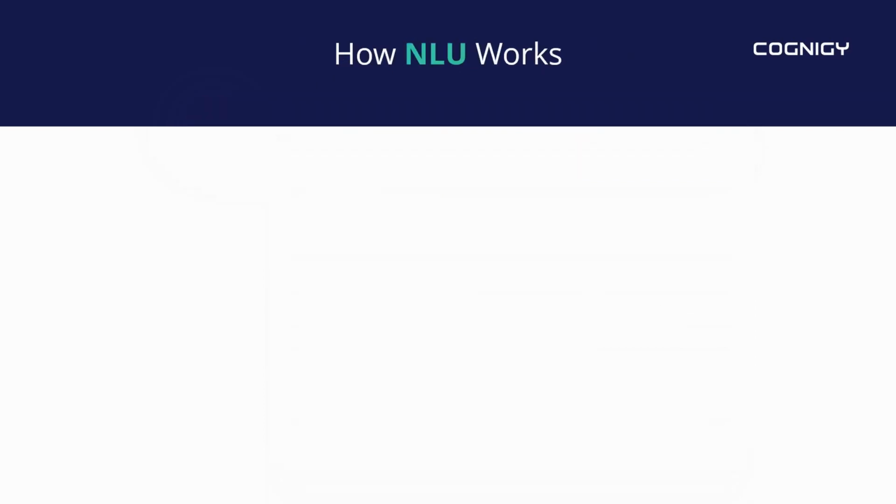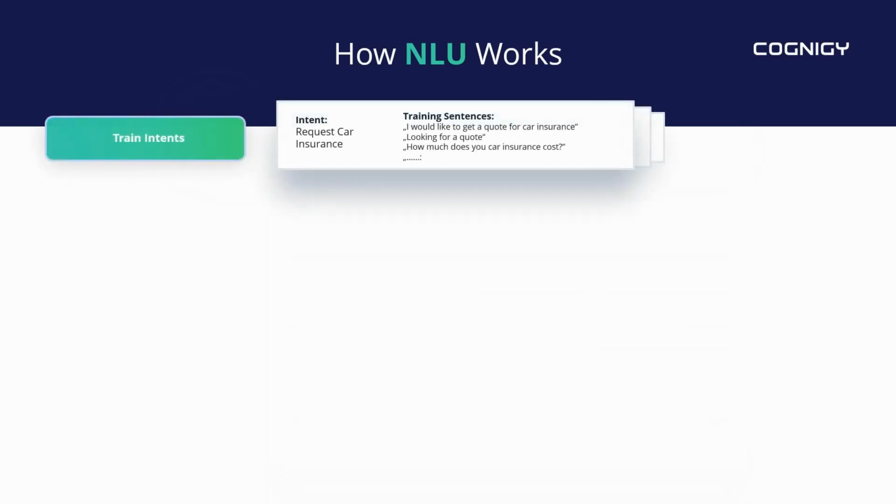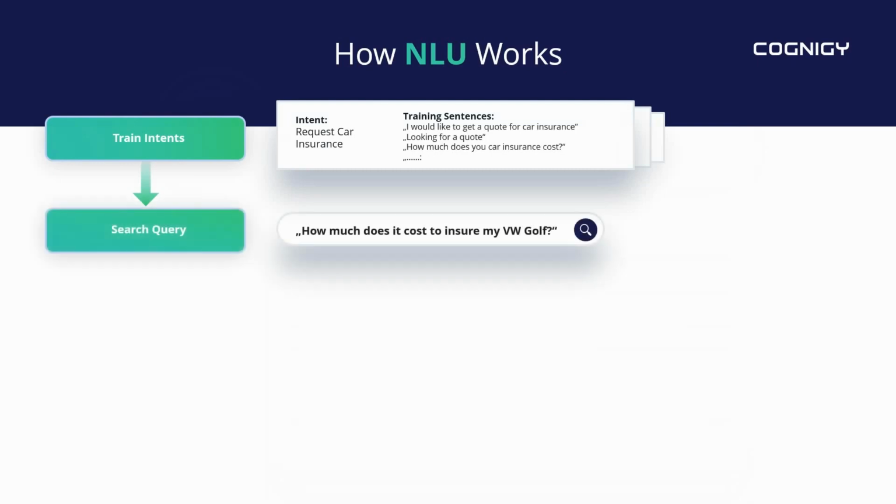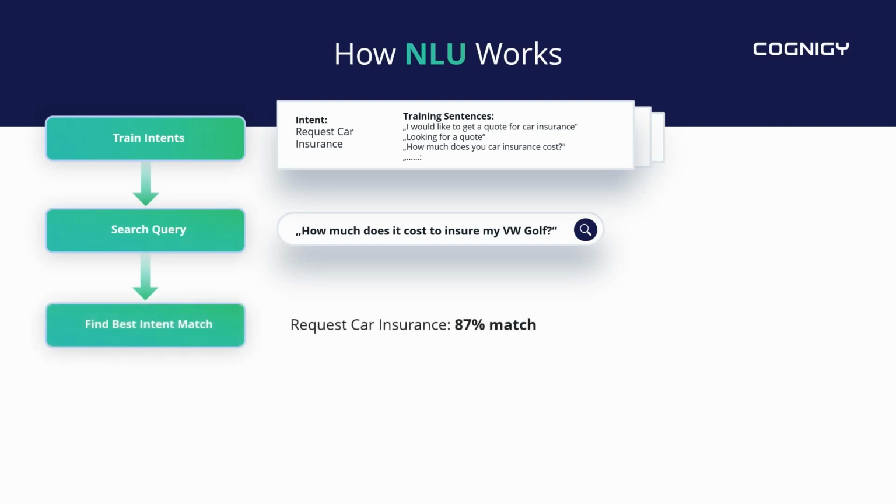Let's compare this to NLU-based knowledge management, which takes a completely different approach. Essentially, this starts with curating the answers. If you did that with Cognigy, for example, you'd create an intent, say request car insurance, and you would then add training sentences like how much is the car insurance, looking for a quote, etc. And with the NLU-based search, if there came in a search query, which is how much does it cost to insure my VW Golf, it would find the best matching intent via NLU.